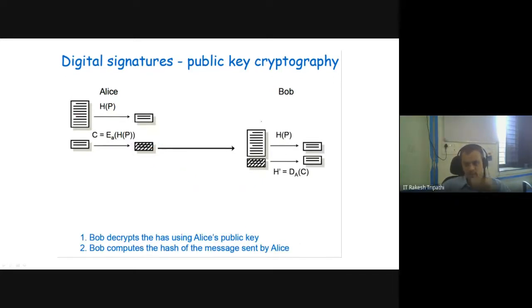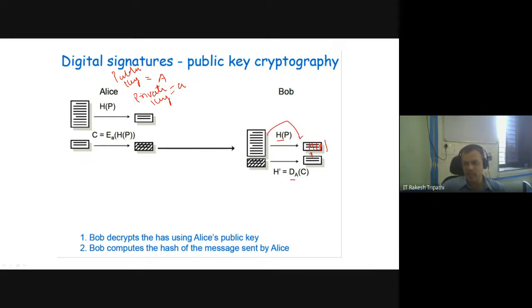Now Bob, what he will do, he will pass this message through the hash. He will get the hash H of P, and then whatever encrypted hash I got, I decrypt with A. A is the public key of Alice. So the public key of Alice is A, and the private key is small a. Now he checks if these two are the same.